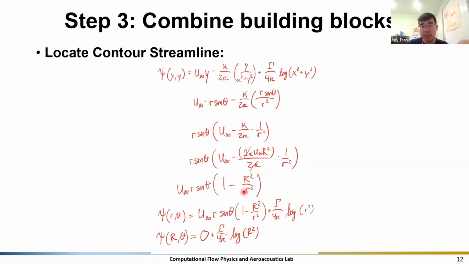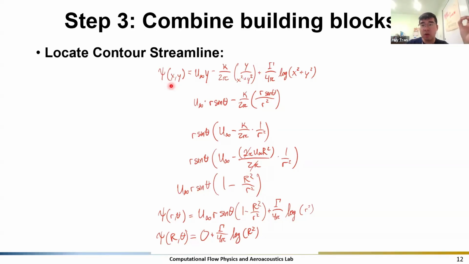Imagine no vortex in this math. If I pick lowercase r, where I'm located radially, to be uppercase r, which is my cylinder, then 1 minus uppercase r squared over uppercase r squared is 1 minus 1, which equals 0. Therefore, when psi is equal to 0, your contour line will show the cylinder itself.